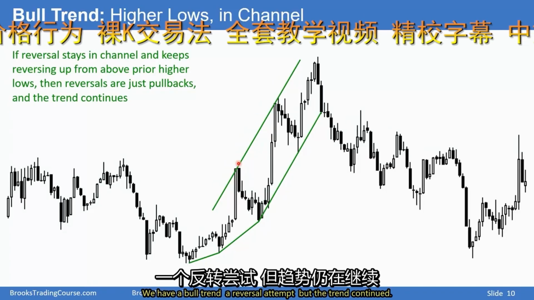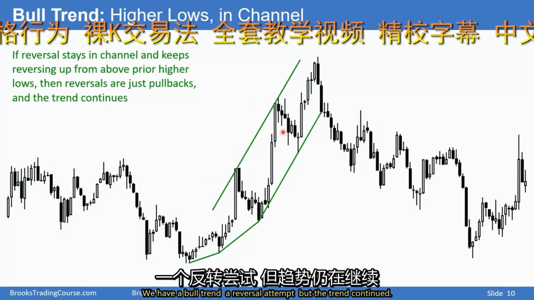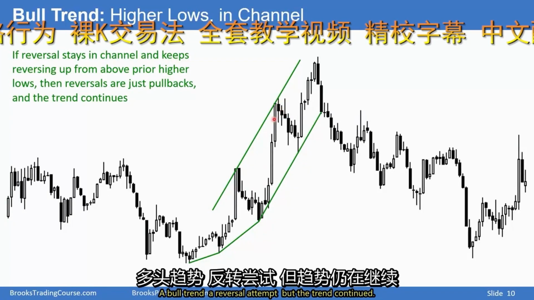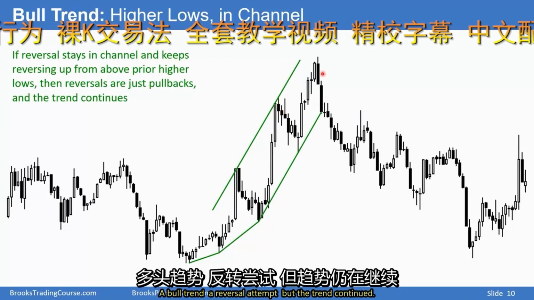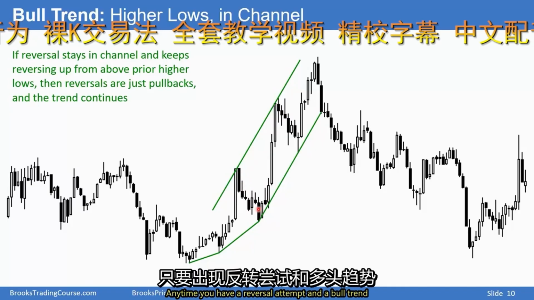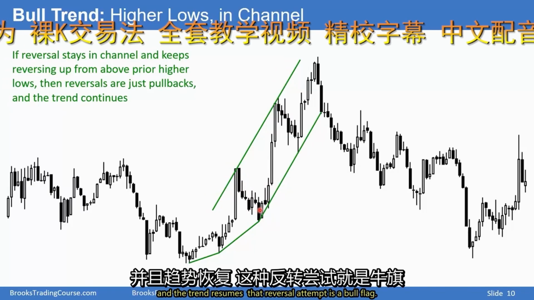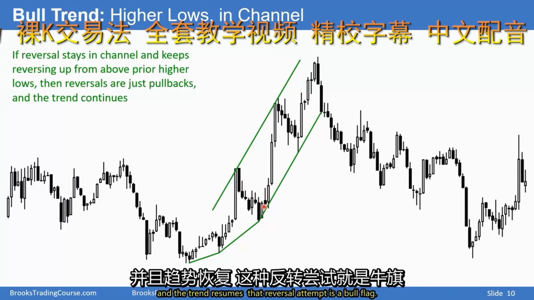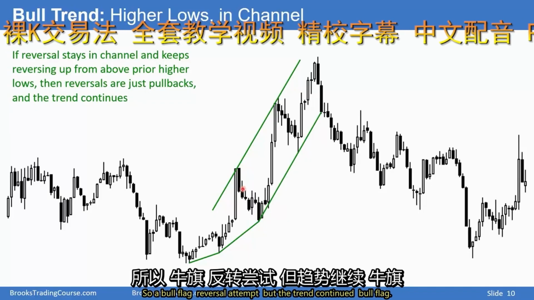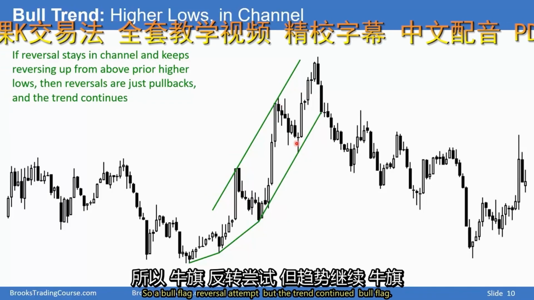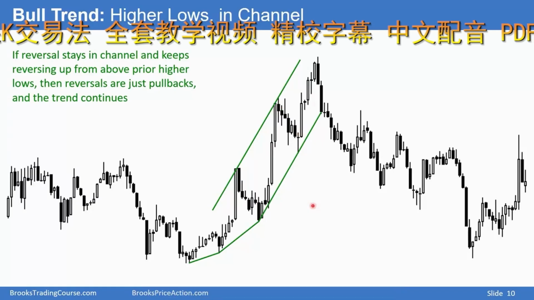We have a bull trend, a reversal attempt, but the trend continued. A bull trend, a reversal attempt, but the trend continued. Anytime you have a reversal attempt in a bull trend and the trend resumes, that reversal attempt is a bull flag.